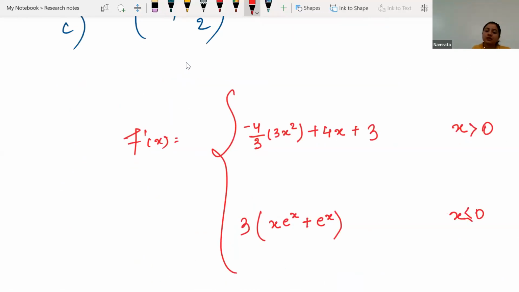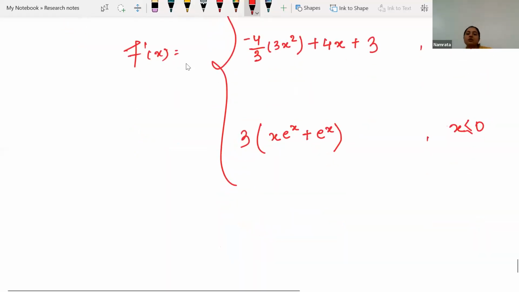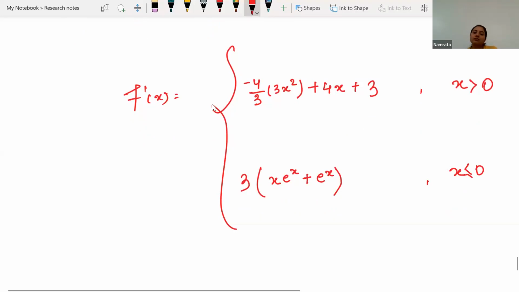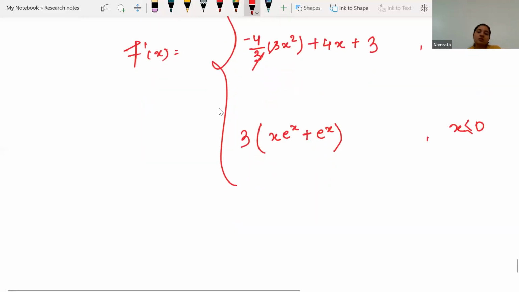So we have done the derivative of the given piecewise function. Now what we will do? We will check the interval where the function is increasing or decreasing. This cancels out, but before that let's do the factorization so that we can find the critical points.